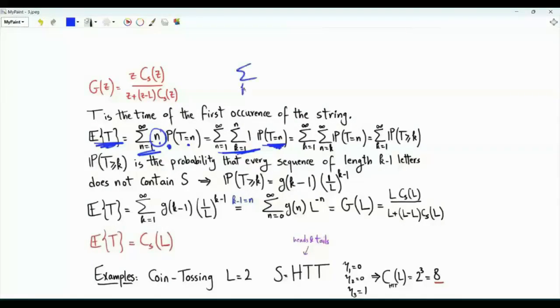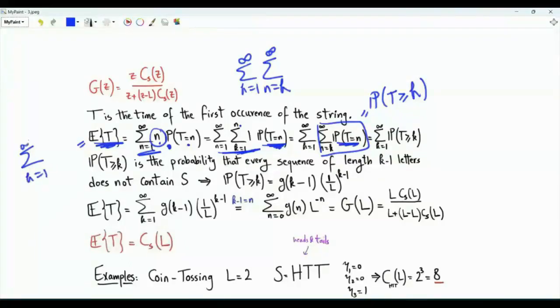If we interchange the order, we have k from 1 to infinity. N sweeps through the integer values that are k or more. What is this summation? We have the probability that t is equal to n and n is k or more. This is exactly the probability that the time of the first occurrence is greater than or equal to k. The expected number of tries that we are interested in is summation k from 1 to infinity, the probability that t is greater than or equal to k.